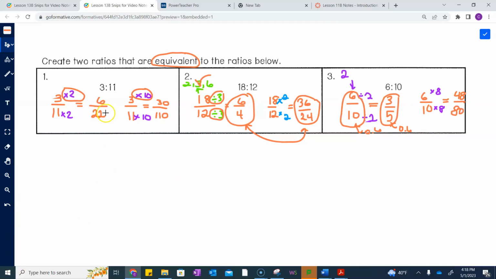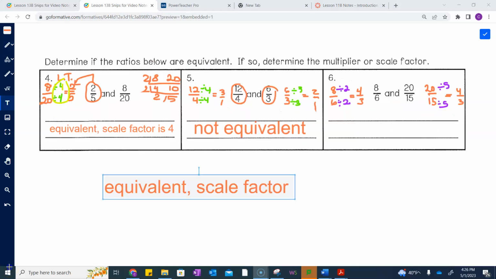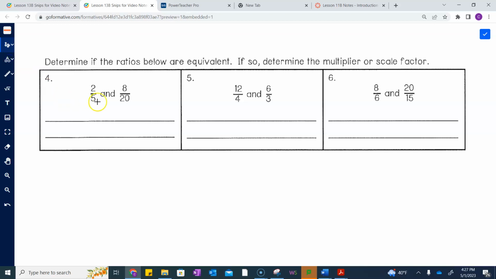And those are 2 equivalent fractions for each of the given ratios, 2 equivalent ratios when they gave us the starter ratios. So we need to decide if 2/5 and 8/20 are equal. And there's a few ways to do this.